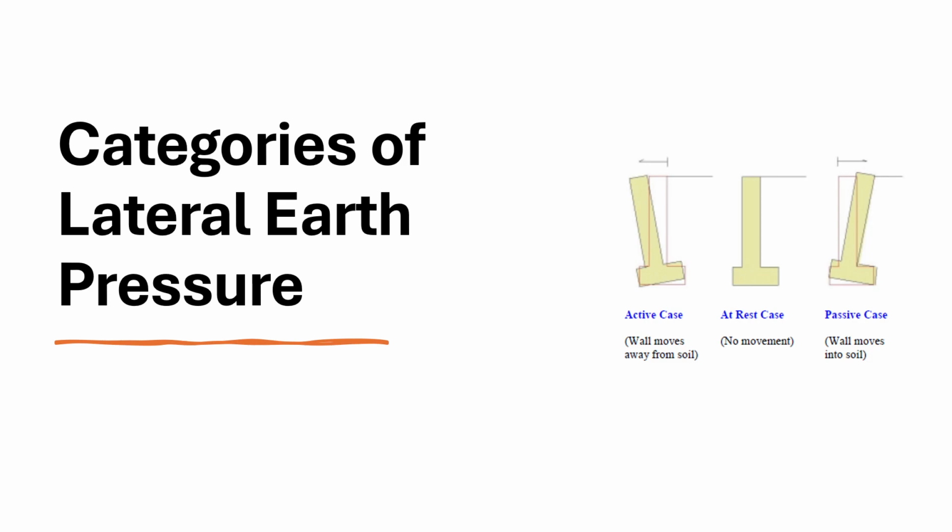The active pressure develops when the wall is free to move outwards, such as a typical retaining wall, and the soil mass stretches sufficiently to mobilize its shear strength. On the other hand, if the wall moves into the soil, then the soil mass is compressed, which also mobilizes its shear strength, and the passive pressure develops.